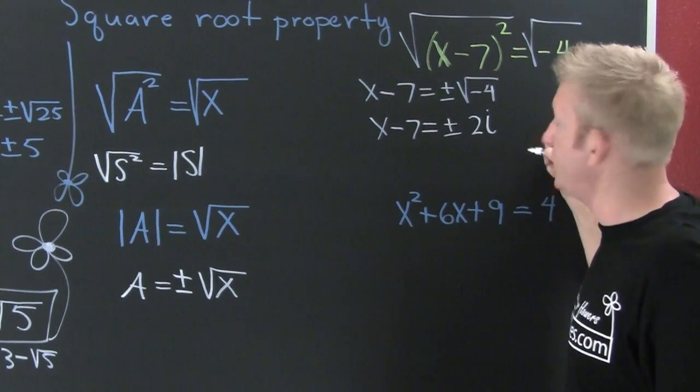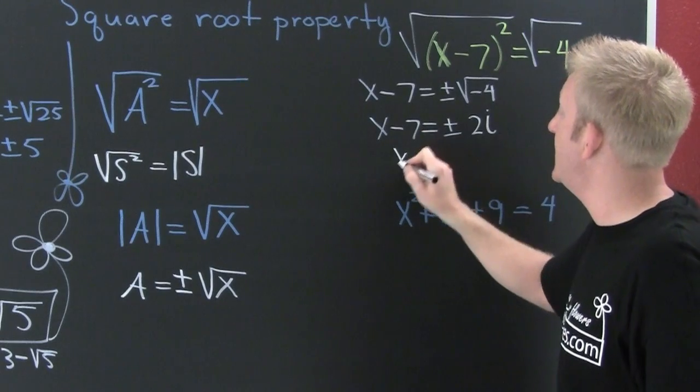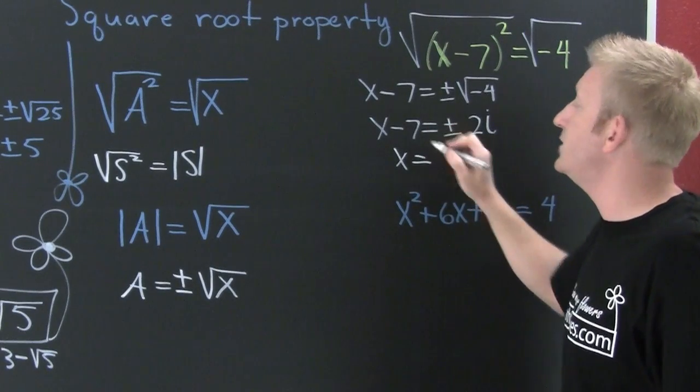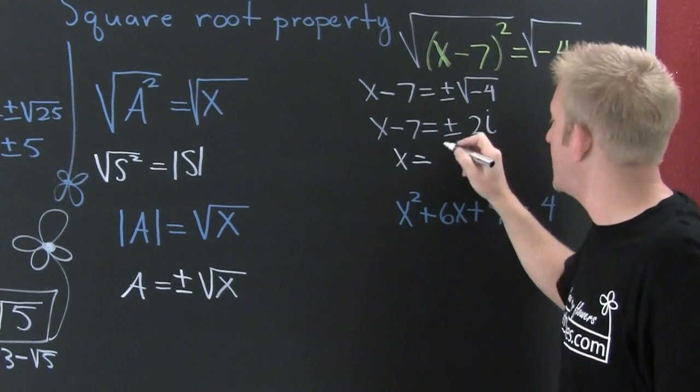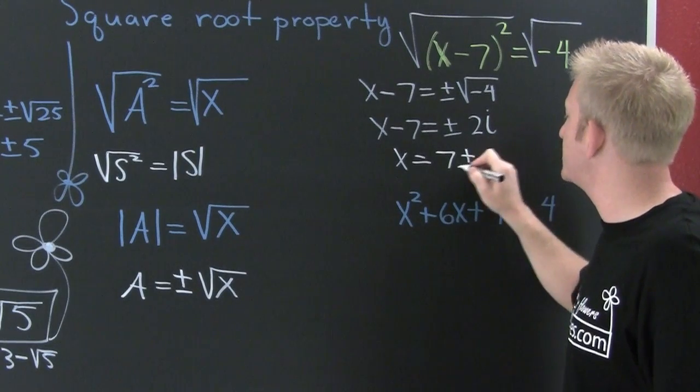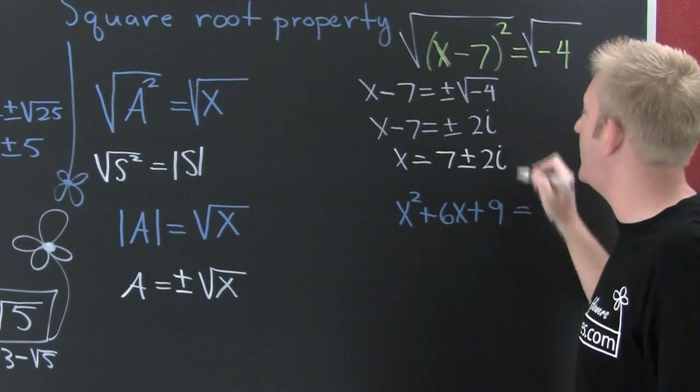Moving on. I still need to solve for x. I need to add 7 to both sides. So then x is 7 plus or minus 2i.